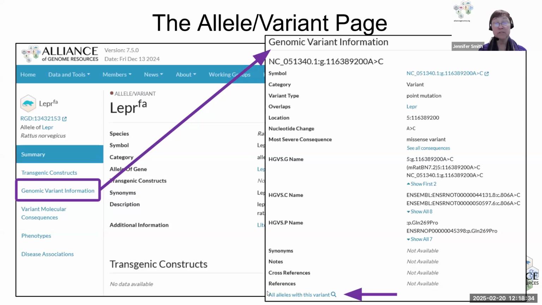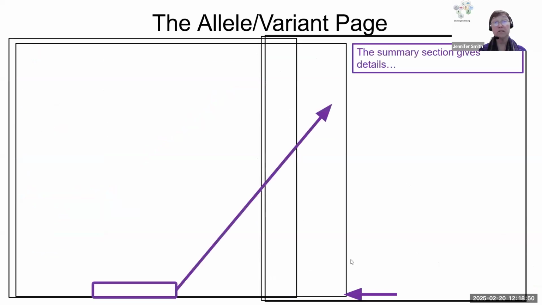And then at the bottom of this section, you'll see a link that says all alleles with this variant. In this particular case, this variant is only associated with this one allele, but that's not always the case. Sometimes a variant might be associated with more than one allele.